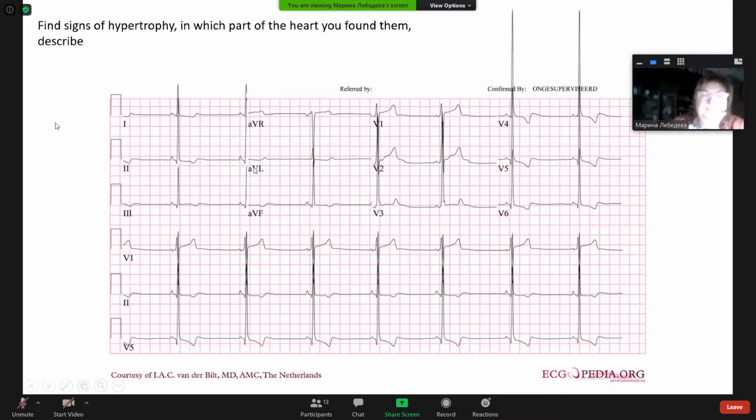Moreover, we can see changes in ST segment in the main leads. So we can speak about diffuse signs of ischemia. And we can see them also in the left chest leads. Maybe severe hypertrophy of myocardium of the left ventricle corresponds with ischemia of this zone.